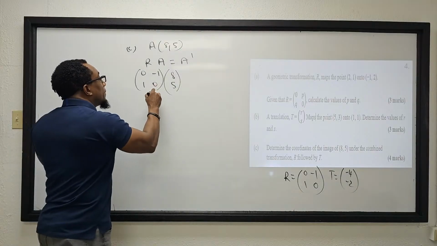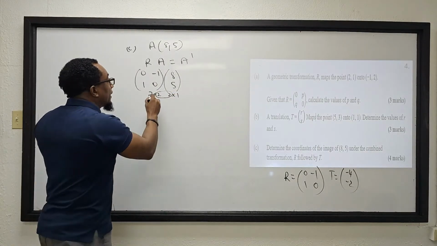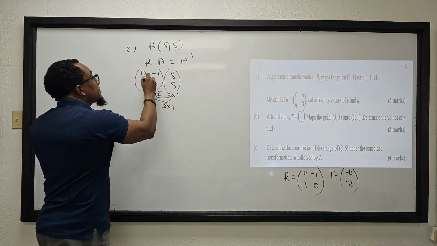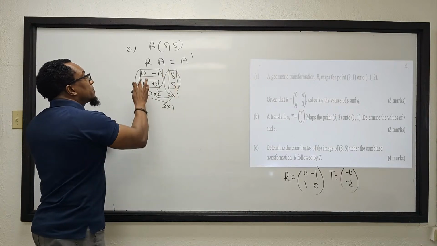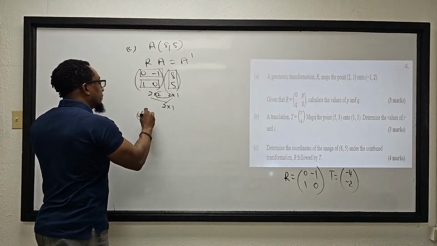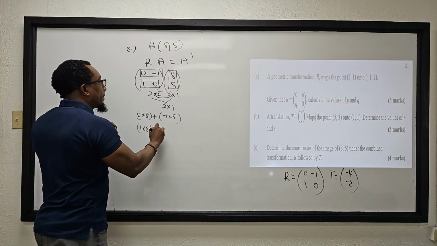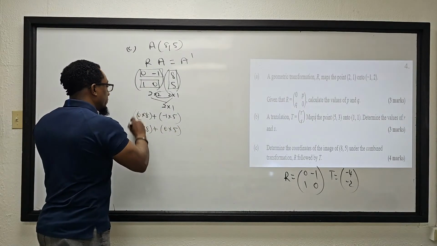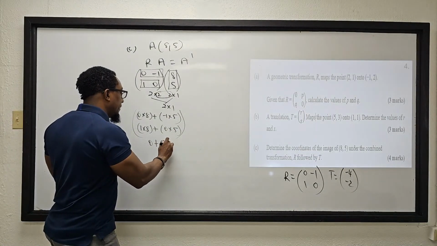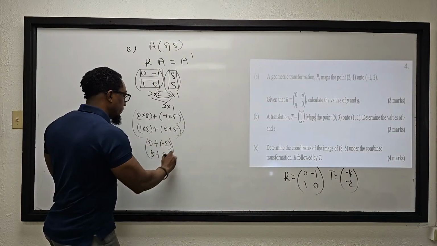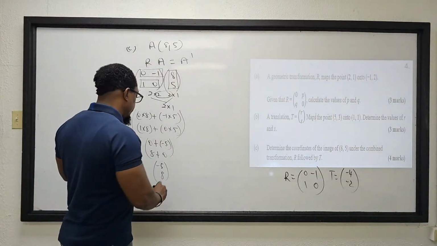So this is what? 2 by 2 by 2 by 1. The two inner numbers are the same. The two outer numbers give us a 2 by 1 matrix. Let's multiply rows of the first by the only column. So 0 by 8 plus -1 by 5. 1 by 8 plus 0 by 5. And we're going to get A prime as 0 plus -5, 8 plus 0. So we're going to get -5, 8 as A prime.